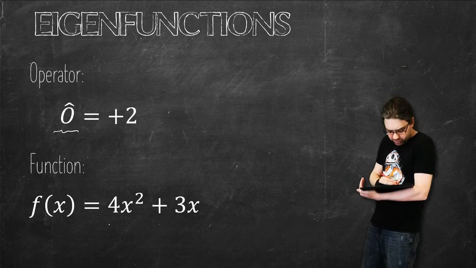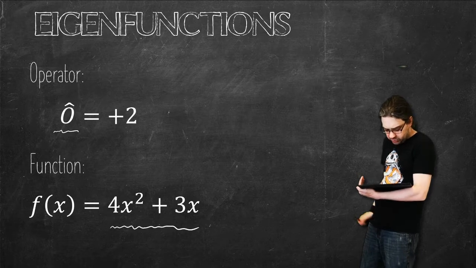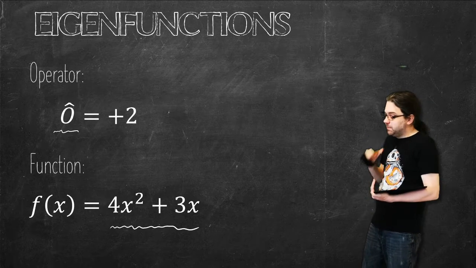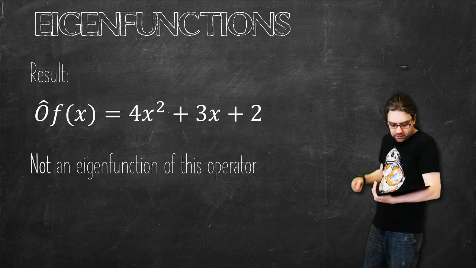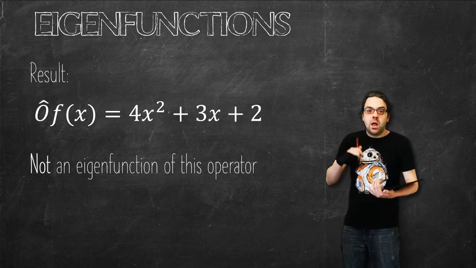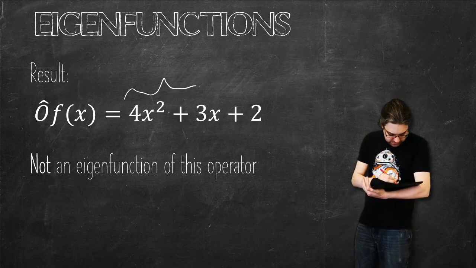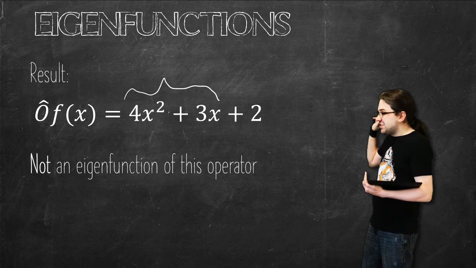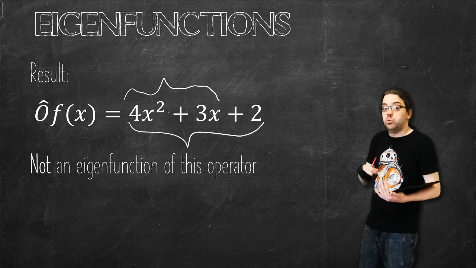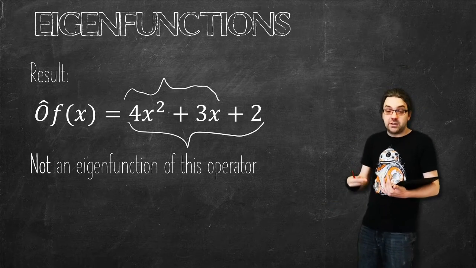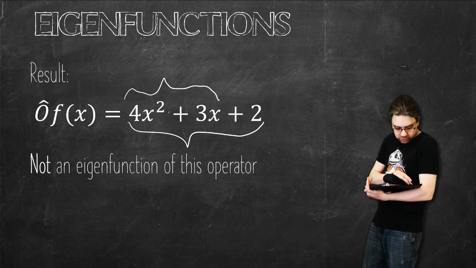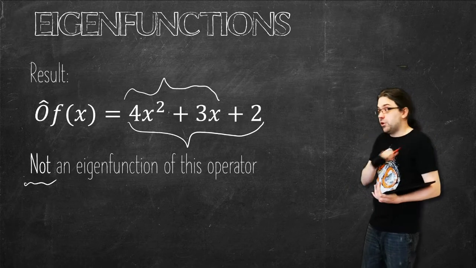And the function, we're going to take a basic mathematical one, 4x squared plus 3x. And the operator is going to add 2 to it. So let's do it. Now, operating on that function gets us 4x squared plus 3x plus 2. Now you can see the same function in there, but that's not an eigenfunction because the whole thing is not a multiple of it. We've added 2 to it, but we can't factor the original thing out just to get a single multiple. So that is not an eigenfunction of that operator.